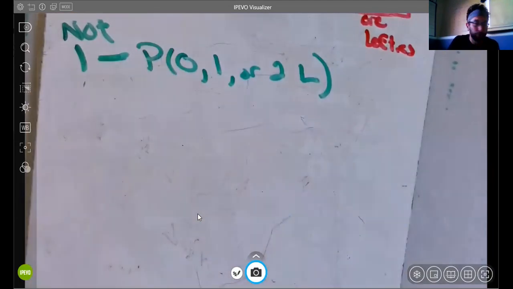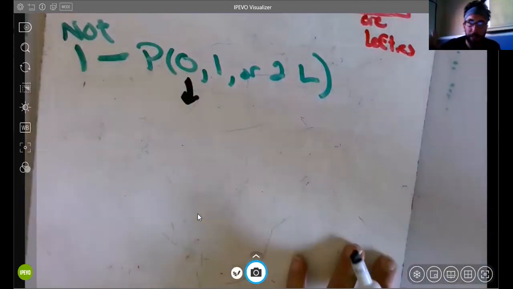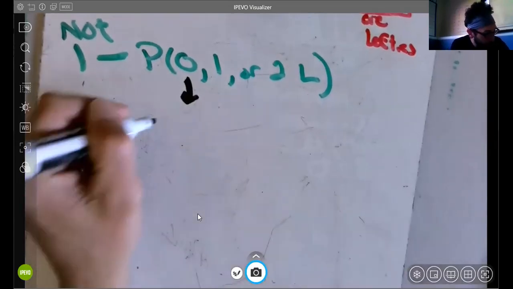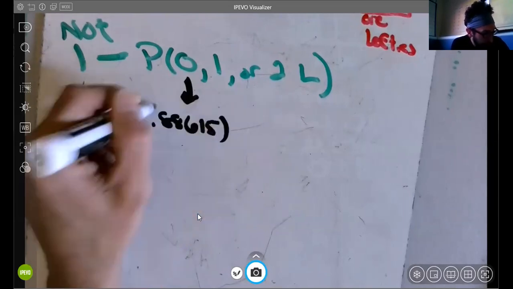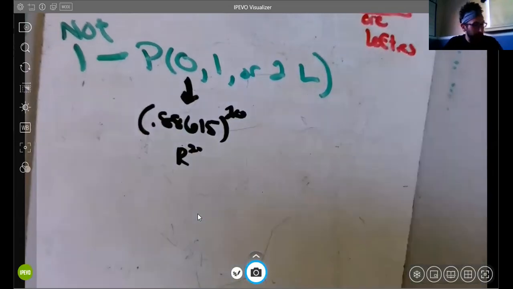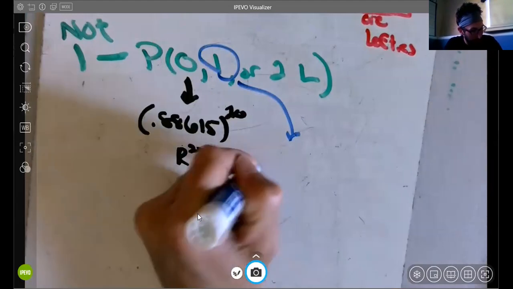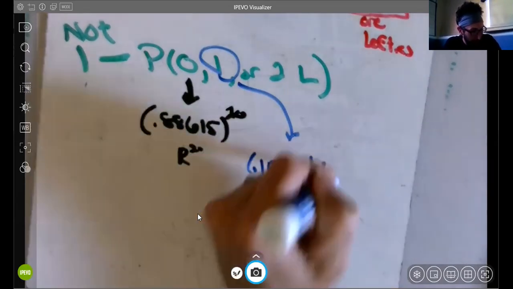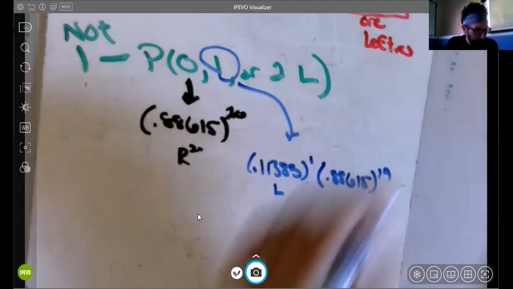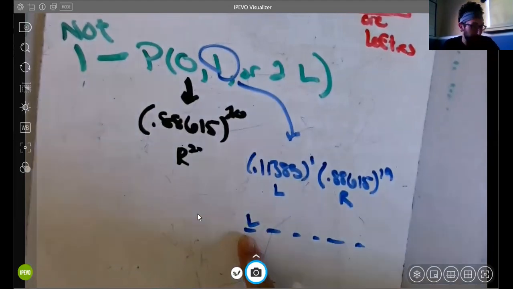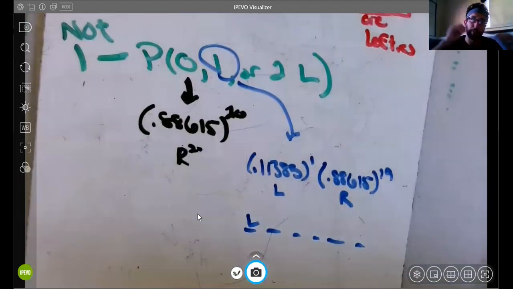If there's no lefties, I've got 20 people, righty and righty and righty and righty and righty, all 20 are righties, so this is going to be the probability of a righty, 0.88615, to the 20th power. To get the probability of exactly 1 lefty, I'm going to use 0.11385. That's my lefty. Well, I want 1 of them. That means the other 19 people have to be righties, but I then have to consider the fact that this only accounts for one arrangement, one possible way that there could be exactly 1 lefty.